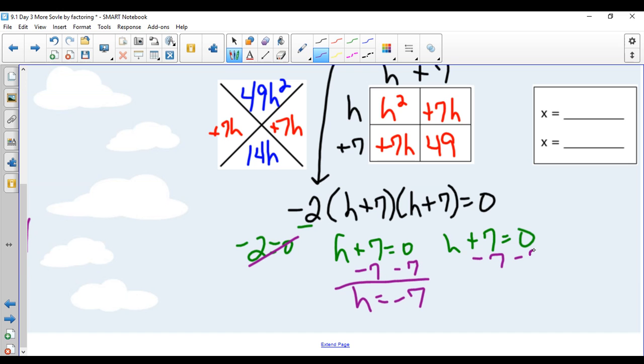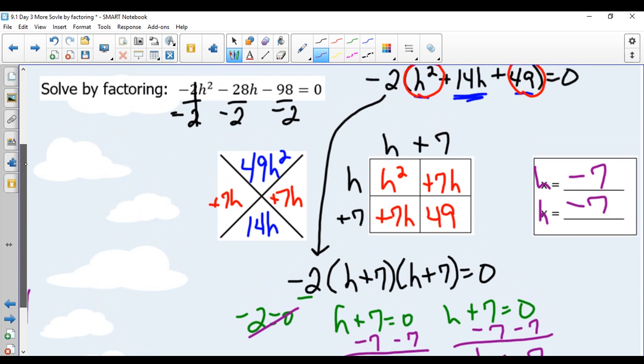And if you notice on the second equation, I get another h equals negative 7. So it's the same answer. That's okay. You can write the same answer twice. There are two solutions, but they're identical to each other. So that would be our only possible value. So the only number that would make this equation equal to 0 is negative 7.